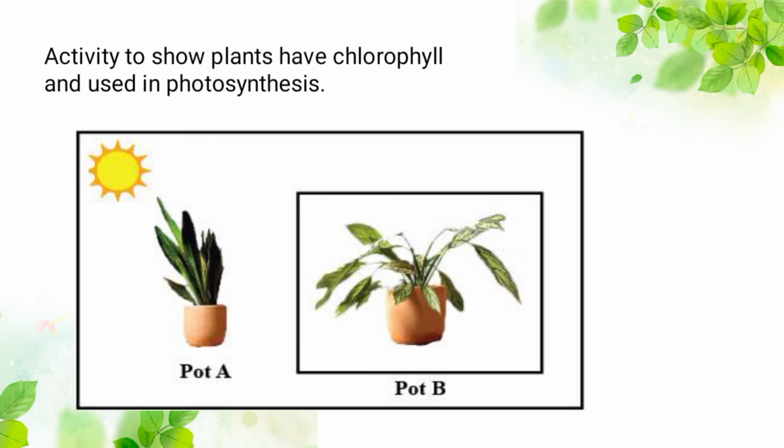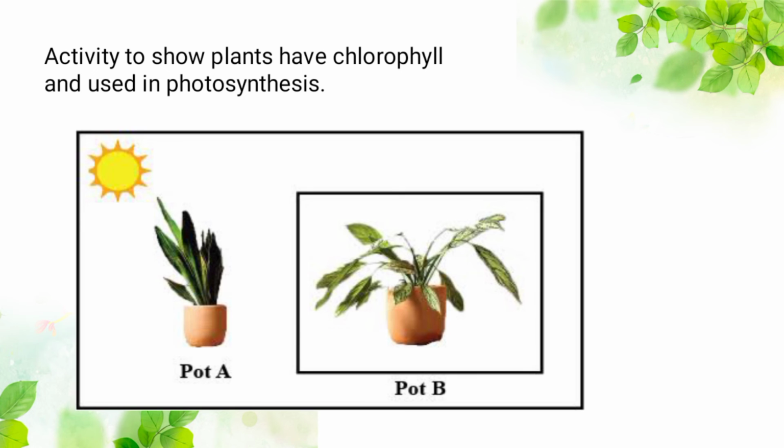So what happened in pot B? In pot B, there is no sunlight. When there is no sunlight, photosynthesis is not possible. So even in the presence of minerals and water, without carbon dioxide and sunlight, photosynthesis is not possible. And when there is no food, that is glucose production, the plant dies. That is what has happened in pot B. So the plant is dead.